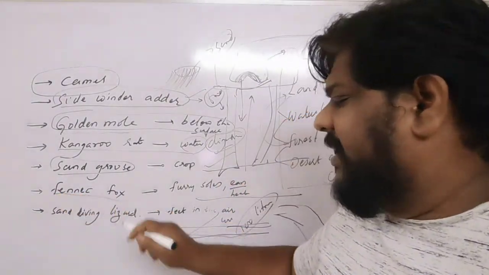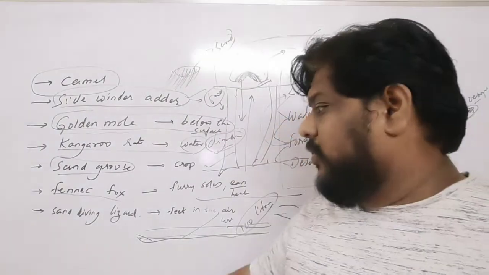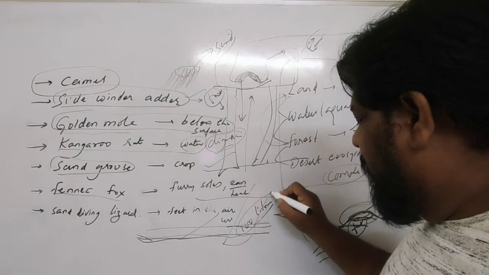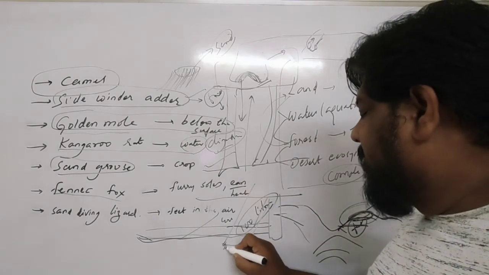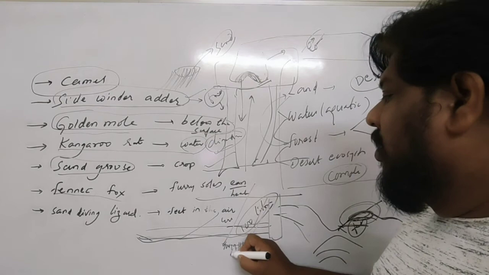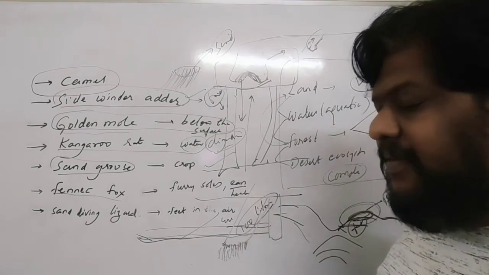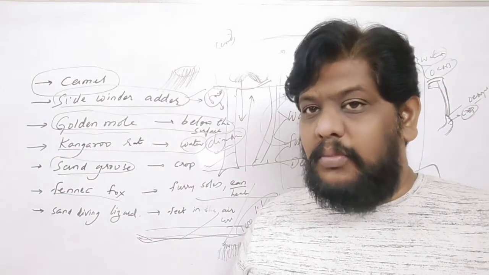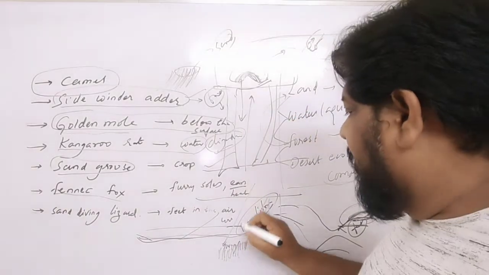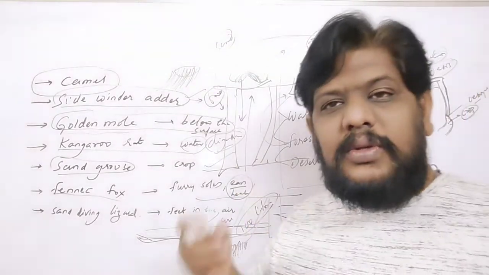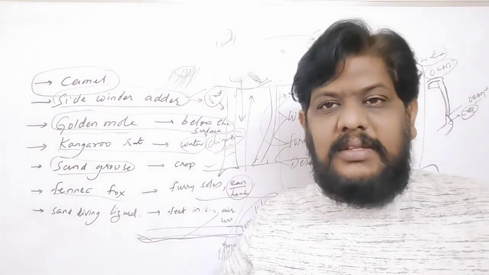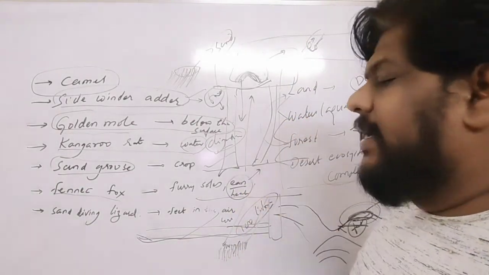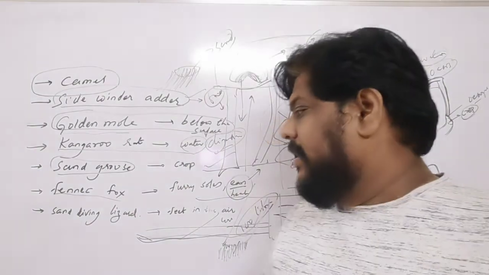And next comes the phoenix fox. This phoenix fox, the soles, now this is a foot, is completely filled with fur, and that is how whenever they walk on the sand, they will not feel the heat of the sand. Moreover, if they feel the heat, they will remove the heat through their ears. As we remove heat from our skin, the same way they remove heat from the ears. So that is how their adaptations you can see here.